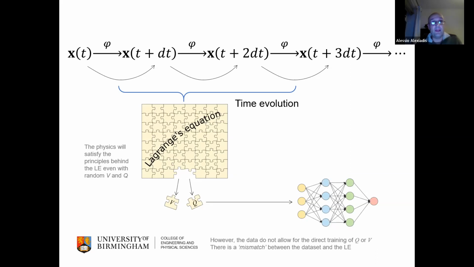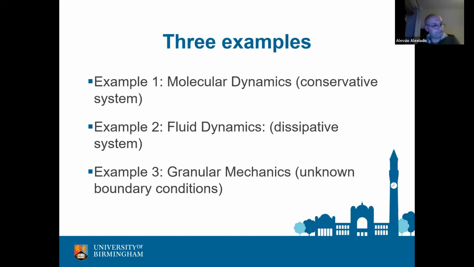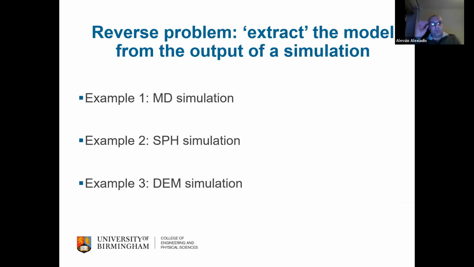And then we're going to do that through 3 examples. One is an example from molecular dynamics. We use that for introducing the basics, basically. Then we go to a fluid dynamic system, which is dissipative. The molecular dynamics case is conservative. And then we use granular mechanics to discuss how we can actually extract from the system, but also the boundary conditions. And to do that, we frame the problem as a reverse problem.